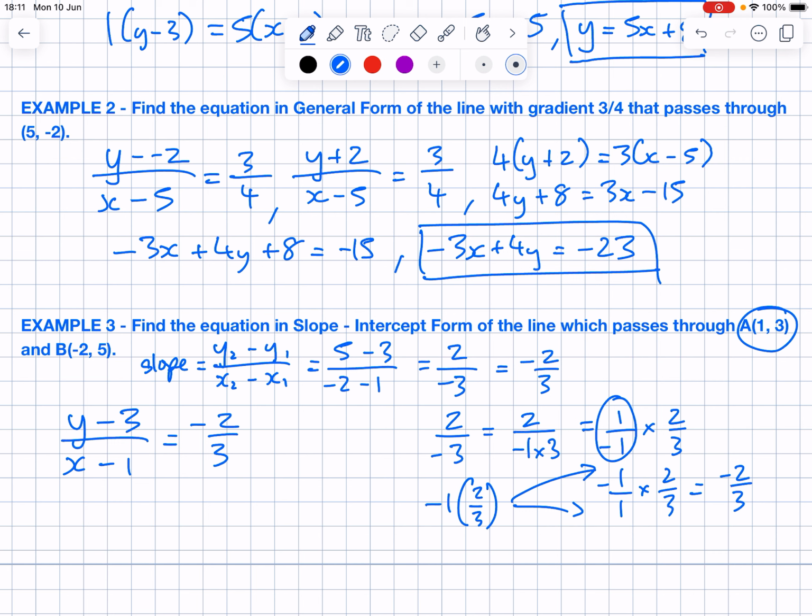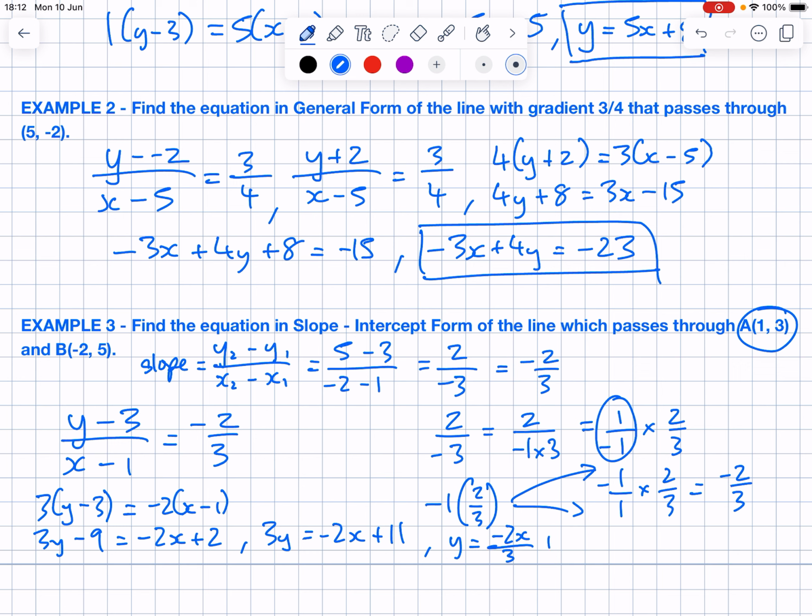We have a cross multiply situation here. 3 times (y take 3) is equal to negative 2 times (x take 1). 3y take 9 is equal to negative 2x plus 2. I want it in slope-intercept form. So I have 3y on the left-hand side, leave it. Negative 2x add 2. The opposite of taking 9 is adding 9. So it's going to be negative 2x plus 11. 3 is multiplying y, so to get rid of the 3, I divide everything by 3. So it's going to be y equals negative 2x on 3 plus 11 on 3. That is in slope-intercept form.